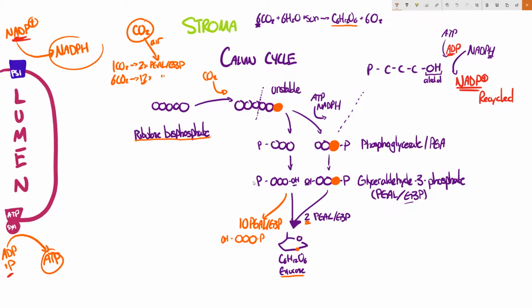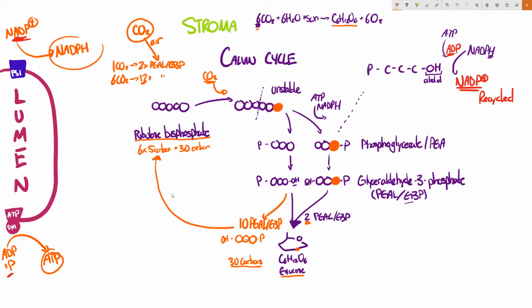And if you want to think of it this way, we have 10 PGALs, 10 3 carbon compounds. So in total, we have 30 carbons over here. We need ribulose bisphosphate to catalyze the reaction for 6 CO2 total. 6. And these are 5 carbon compounds. So if you have 6 5 carbon compounds, that gives you 30 carbons total. So all of these 30 carbons in these 10 PGAL, we're going to recycle them and turn them into 6 ribulose bisphosphate.